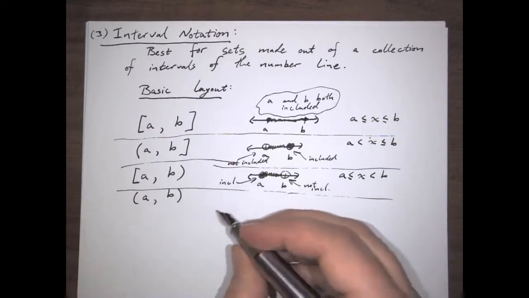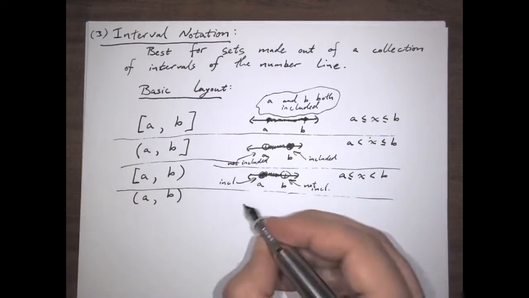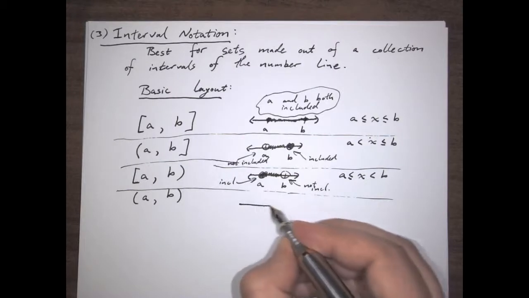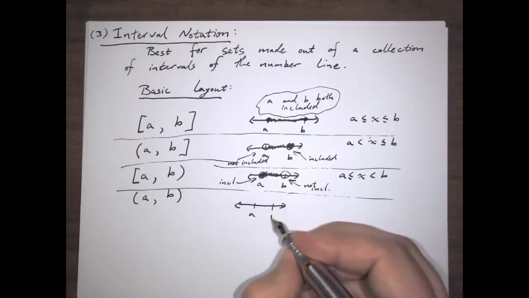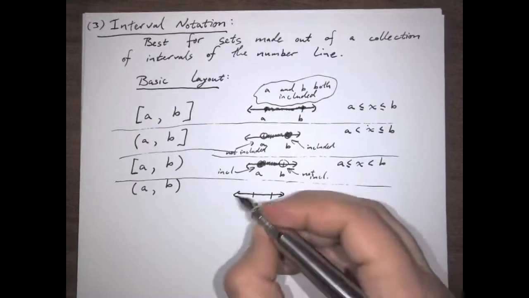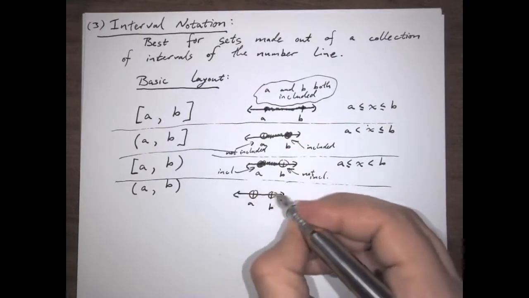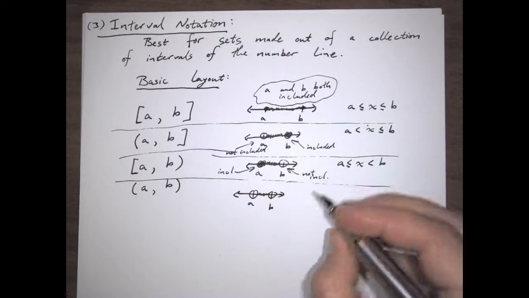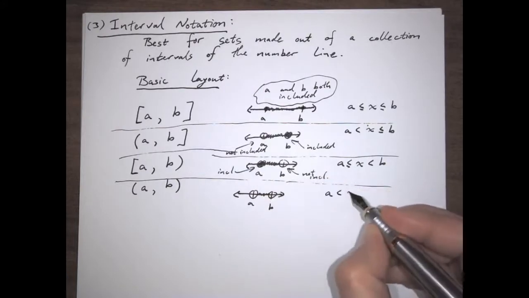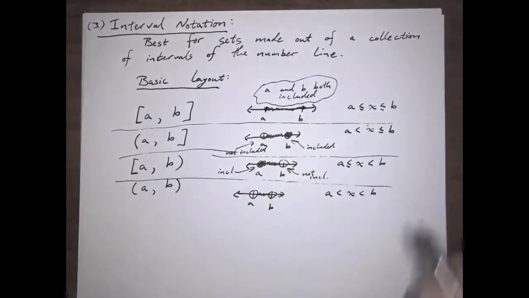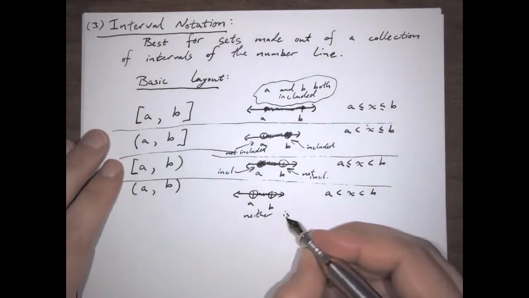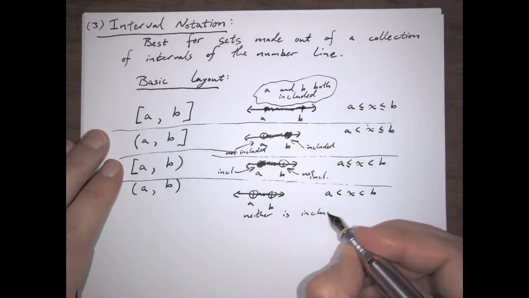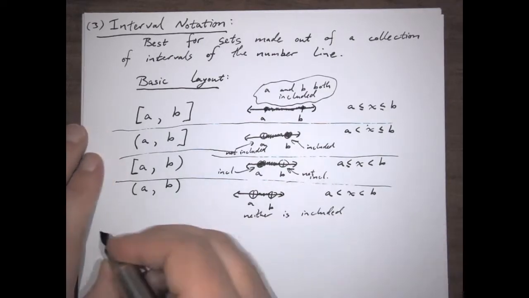And then lastly, we would have, in the case of parenthesis, parenthesis, A and B, and now we would have two open circles. So just A less than X less than B. So neither is included.